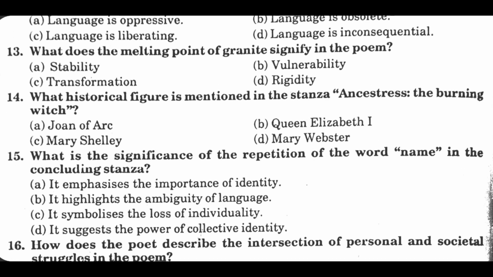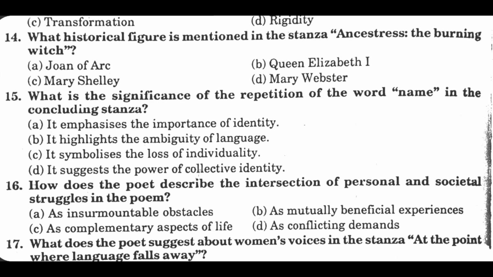What is the significance of the repetition of the word name in the concluding stanza? It emphasizes the importance of identity. A. How does the poet describe the intersection of personal and societal struggles in the poem? As insurmountable obstacles. A.